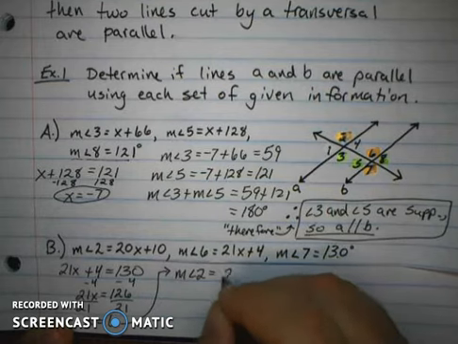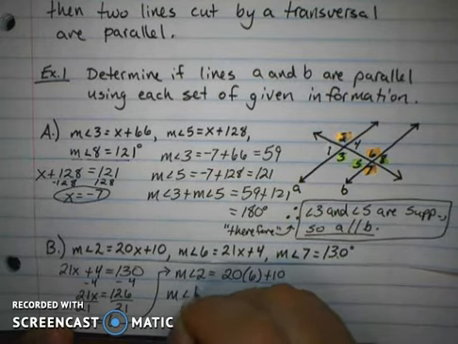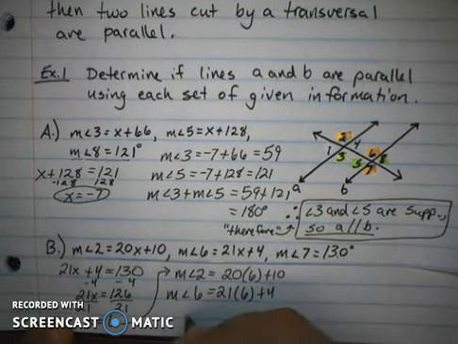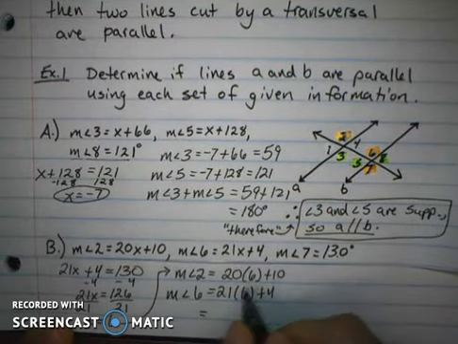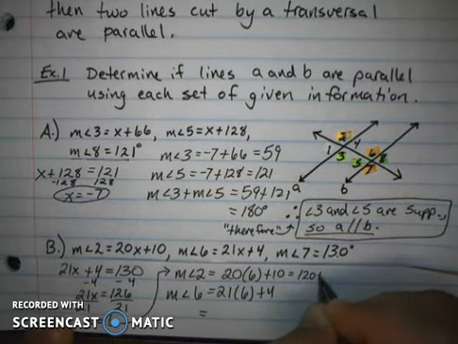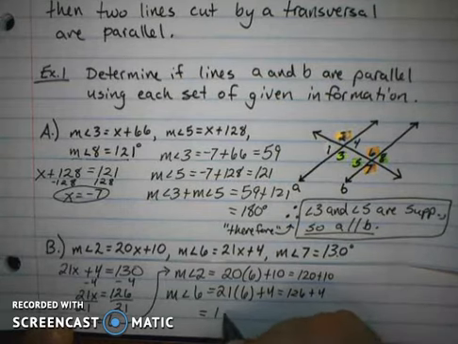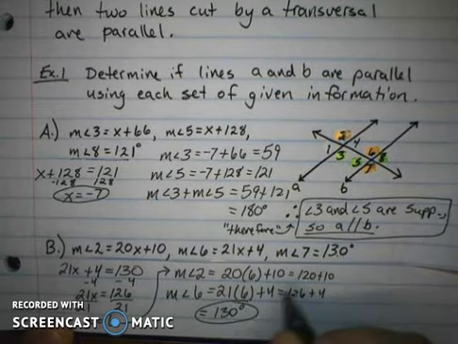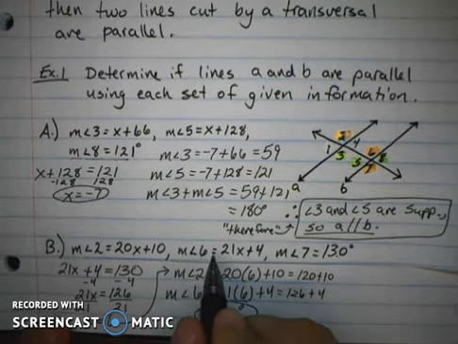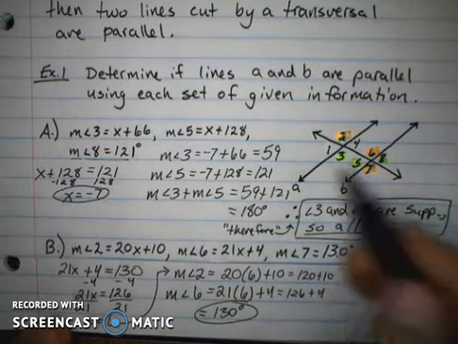Okay, the measure of angle 2 would be 20 times 6 plus 10. And the measure of angle 6 would be 21 times 6 plus 4. Okay, and you get 120 plus 10 here, and 126 plus 4 there. Both of those are equal to 130 degrees. Since both are equal to 130, that means angles 2 and 6 are congruent, and that makes corresponding angles congruent, so the lines are parallel.